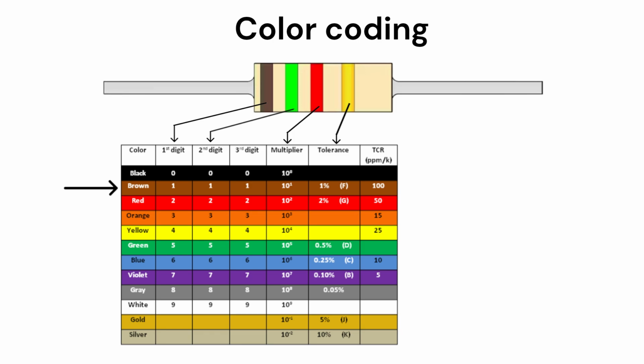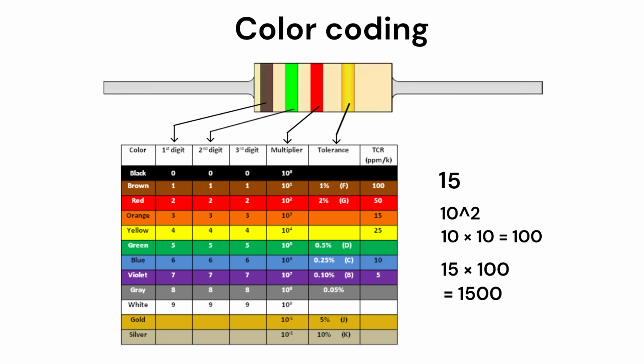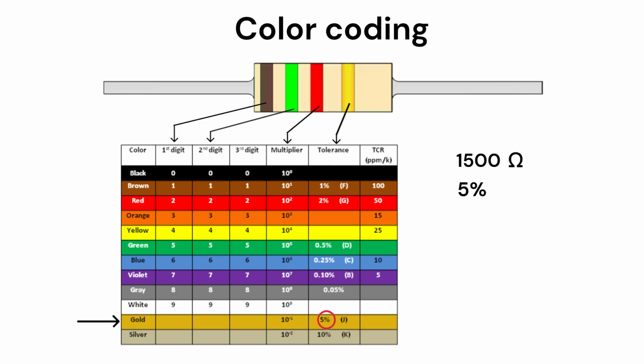So the first color is brown, so the first digit is 1, and the second color is green, so the second digit is 5. The third color is red, so the multiplier is 10 to the power of 2, which is 100. Now let's multiply the two digits with 100. So 15 times 100 gives 1500. So the resistance value of this resistor is 1500 ohms. Also, the fourth color is gold, which means the tolerance is 5%.